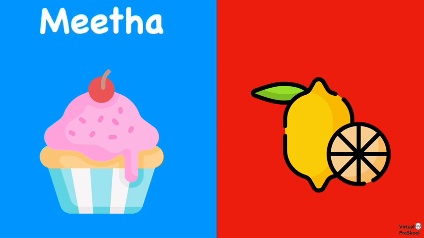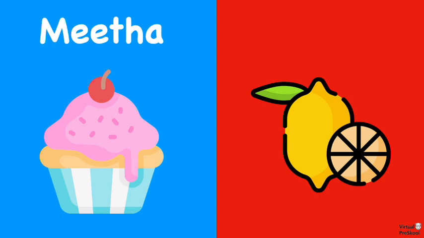Sweet is meetha, meetha, and sour is khatta, khatta. Now both of those are tricky H words. Listen again. Meetha. Notice that there's a t sound at the end. Listen to how I say sour. Khatta. Notice the KH sound at the beginning of the word. So now that you know the words and how to pronounce them correctly, let's do some practice problems.